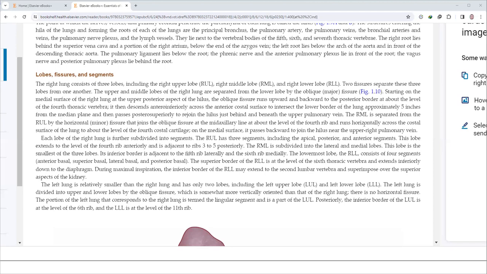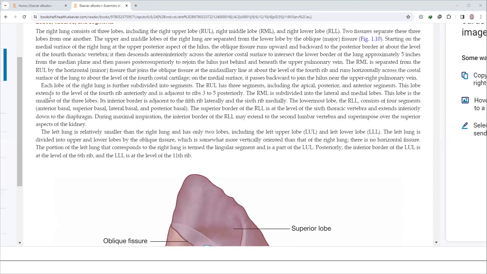Let's go next. The right middle lobe is separated from the right upper lobe by the horizontal minor fissure that joins the oblique fissure at mid-axillary line at about the level of the fourth rib and runs horizontally across the costal surface of the lung to about the level of the fourth costal cartilage. On the medial surface, it passes backward to join the hilus near the upper right pulmonary vein. Okay, let's go next. Each lobe of the right lung is further subdivided into segments.